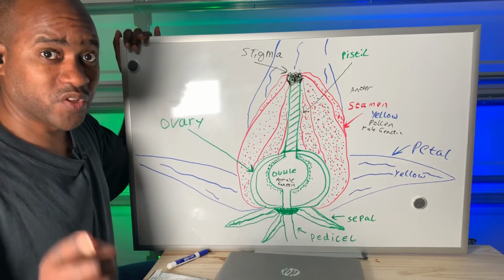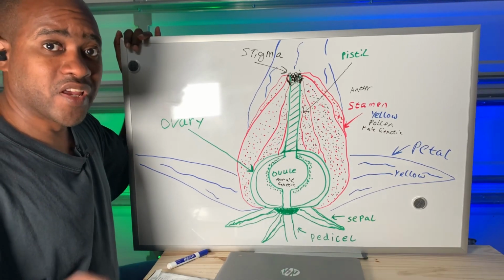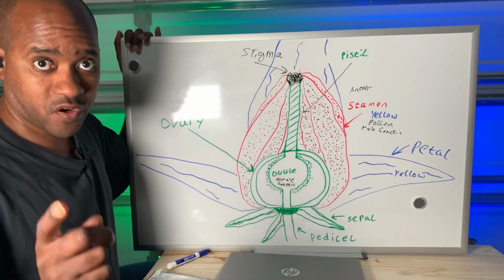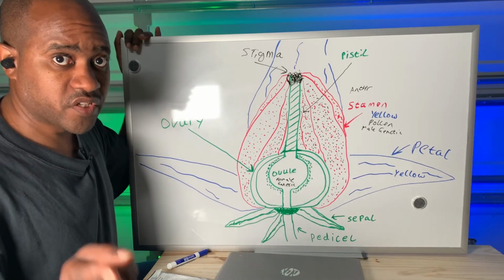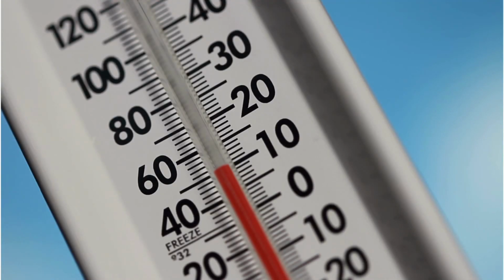Why are your tomatoes not setting fruit? It could be a number of factors that can be causing this. One of those is temperature. The optimum temperature for tomatoes to set fruit would be about 65 to 80 degrees during the daytime and 65 to 70 degrees at night.